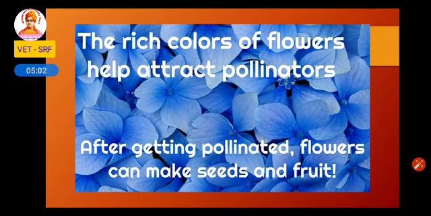of flowers helps to attract the pollinators. So the flowers are brightly colored because they can attract the pollinators. Through pollinators only the flowers get pollinated. After getting pollinated, the flowers can make seeds and fruits. So only after pollination the flowers can make seeds and fruit. So the pollinators help in pollinating the flowers. The pollinators are insects like butterflies, bees, and there are also some other insects that act as pollinators.